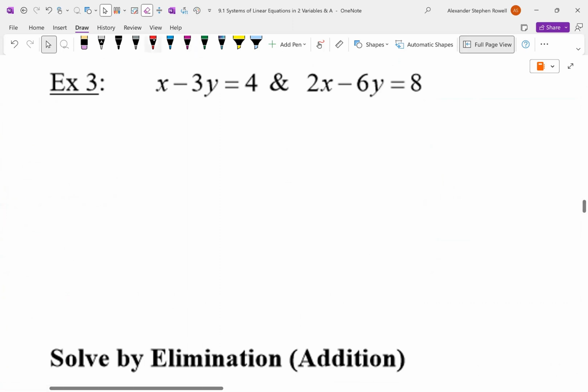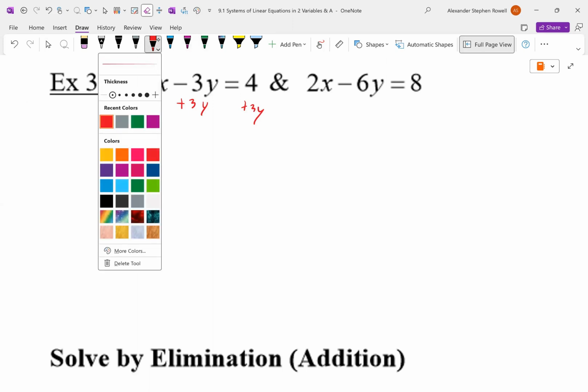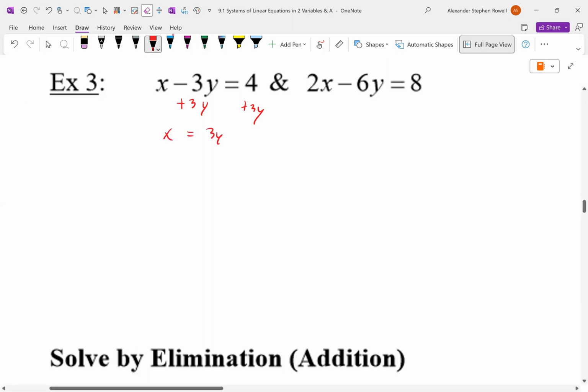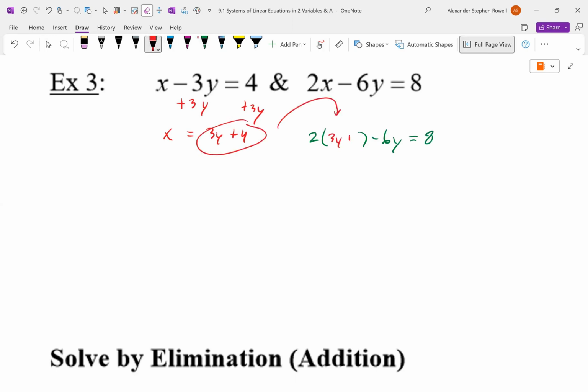Let's go ahead and solve this one for x. That looks easiest. Let's add 3y to both sides. And we get x is equal to 3y plus 4. What's the next step? Okay, we plug this in for x in the other equation. 3y plus 4, distribute the 2, and we get 6y plus 8 minus 6y is equal to 8. The y's cancel. 8 is equal to 8, which means they're the same line.